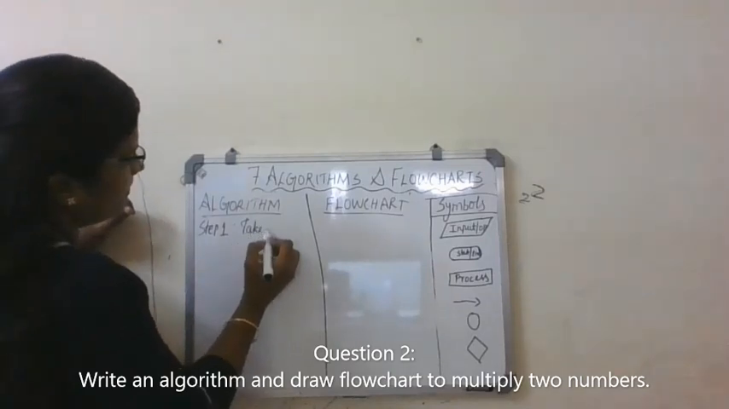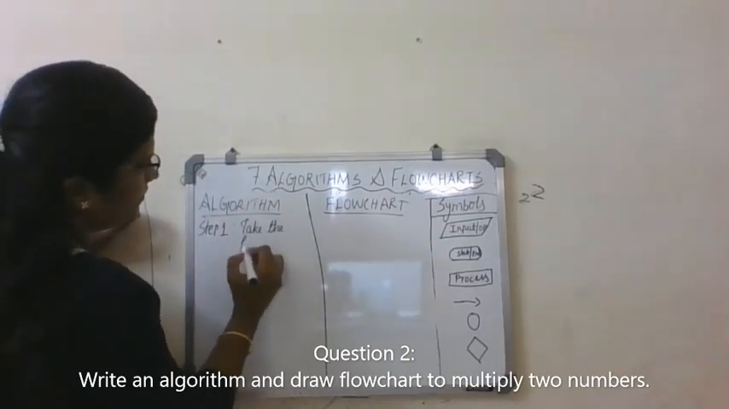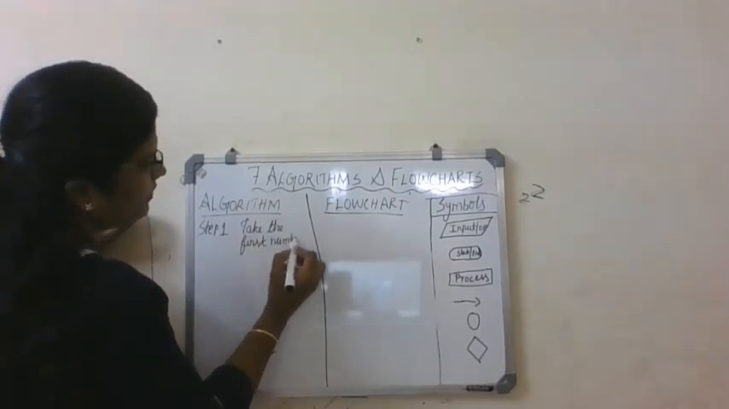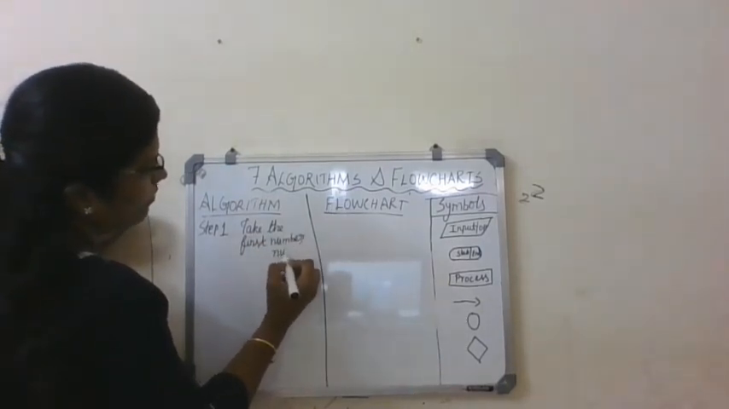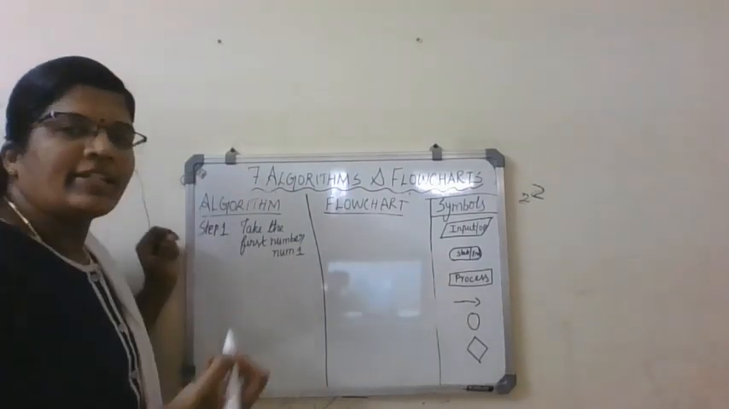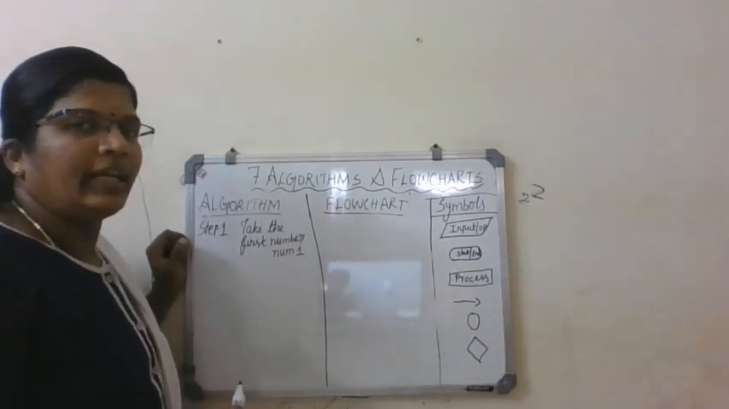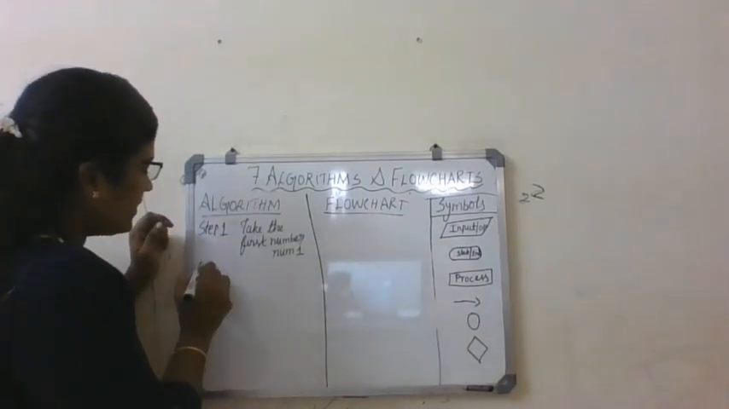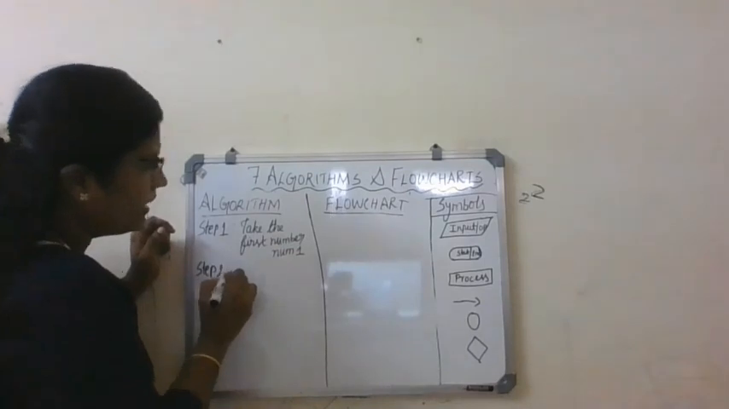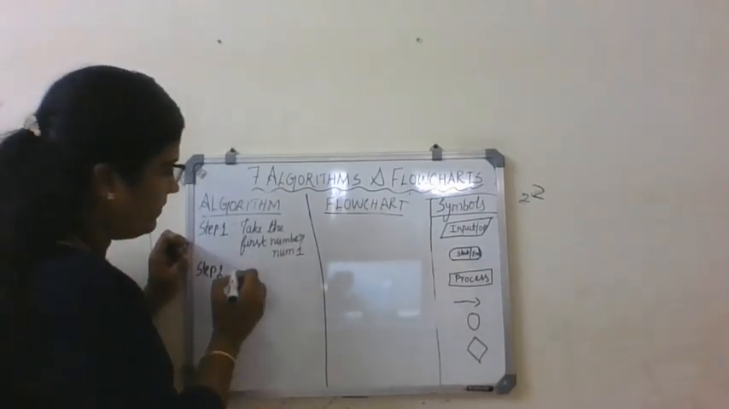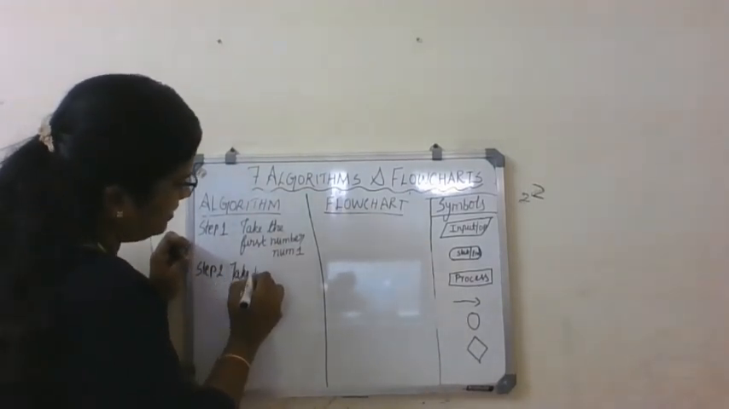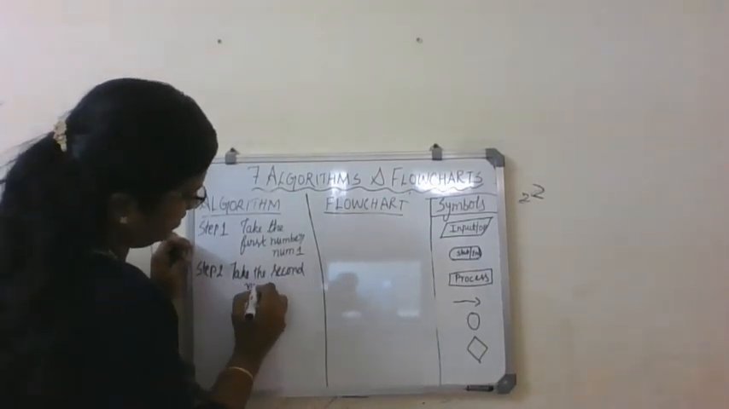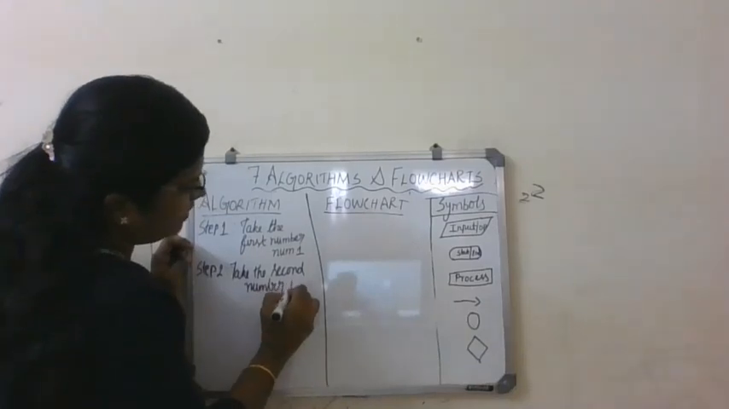take the first number, num1. You can write anything, num1 or anything you can take, X, Y, A or B, C, anything, okay? Then what is step 2? Take the second number, num2.